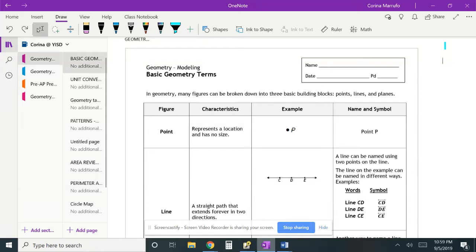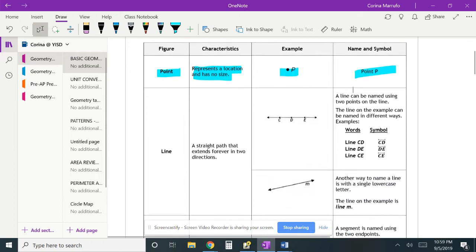Okay, so we're going to go ahead and look at today's notes. On the first part, it says basic geometry terms. So we're just going to go over a few of the geometry terms. We have a point. A point represents a location and it has no size. So if you look here, we have a point, and that point is P. So it's a little dot, and that little dot means that it's a point. Now you can name it as point P. You would have to write out the whole entire word.